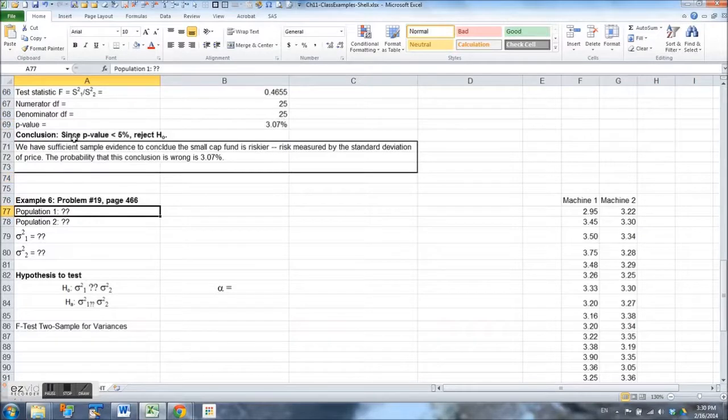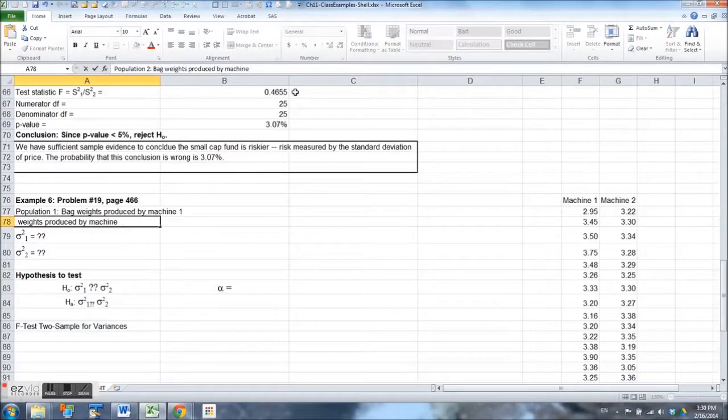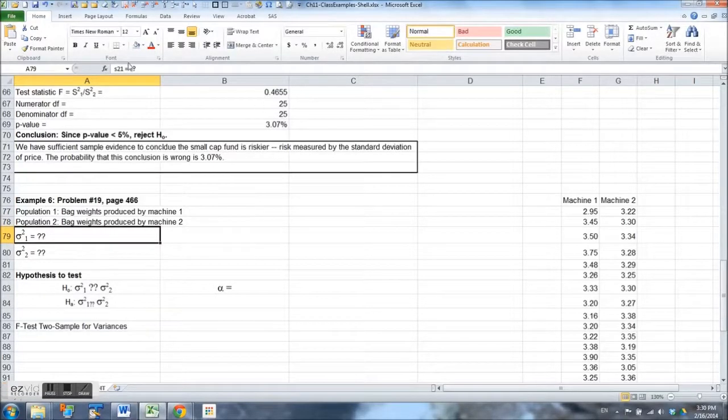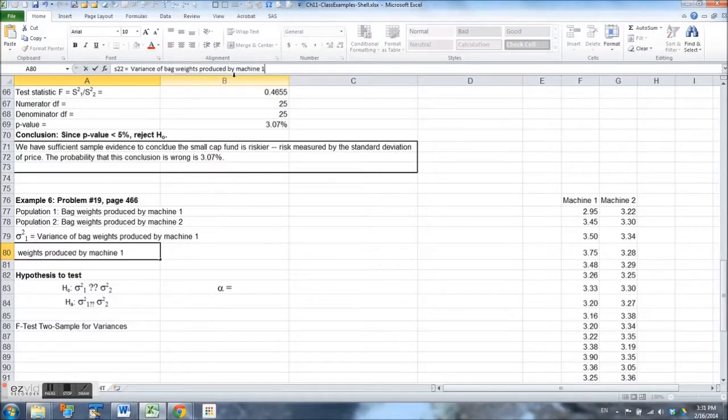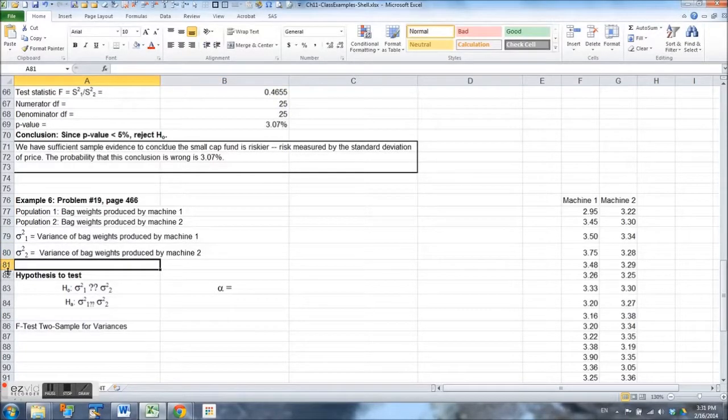Population 1 is bag weights produced by machine 1. Population 2 is bag weights produced by machine 2. And sigma sub 1 squared is the variance of bag weights produced by machine 1, and sigma squared sub 2 is the same for machine 2.